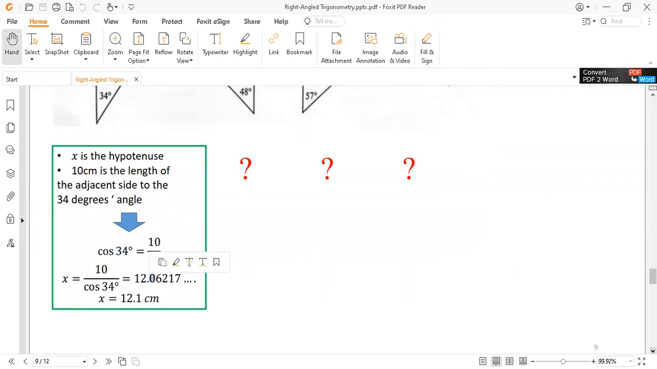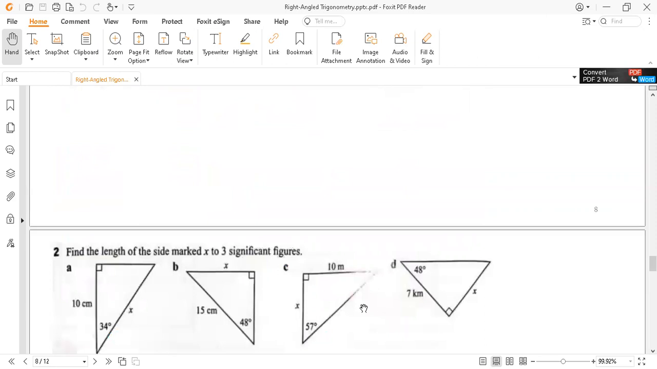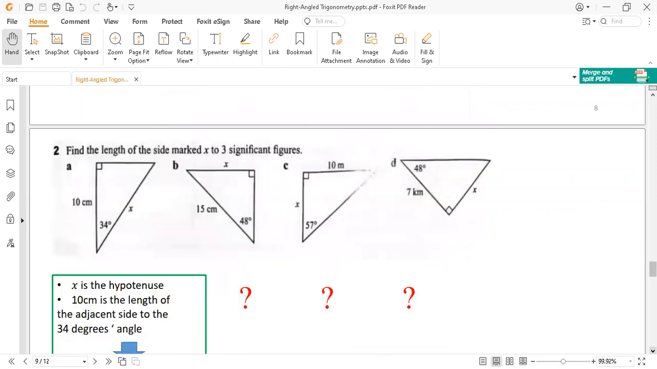And you can also use, for example, we can discuss the third one. We have 57 degrees as the measure of the angle, and 10 meters is the opposite side. We have the opposite, we have the adjacent, and the hypotenuse is unknown. We want to find the adjacent, given the opposite. So the ratio that we recommend using is the tangent ratio. Okay, and so on.